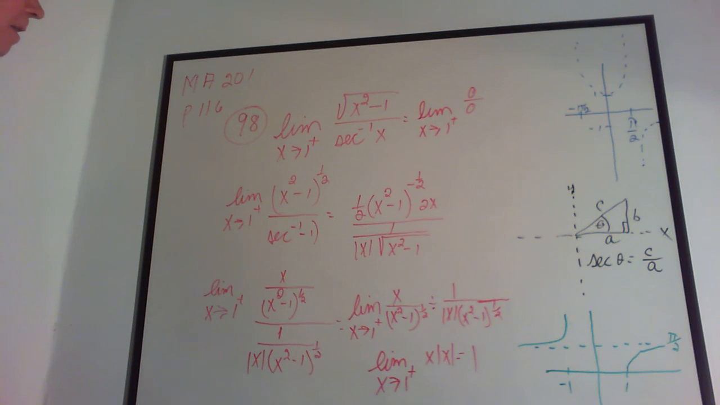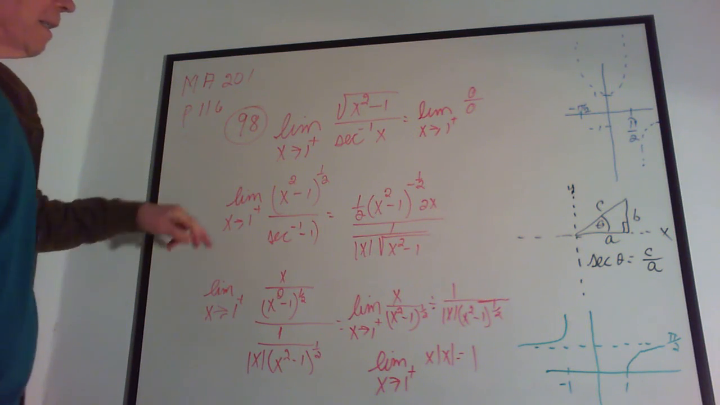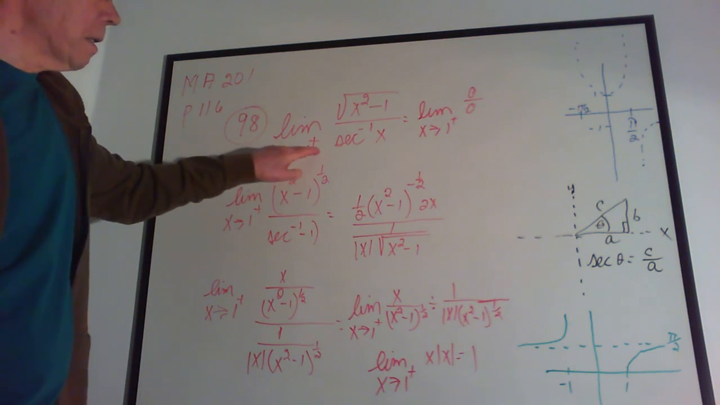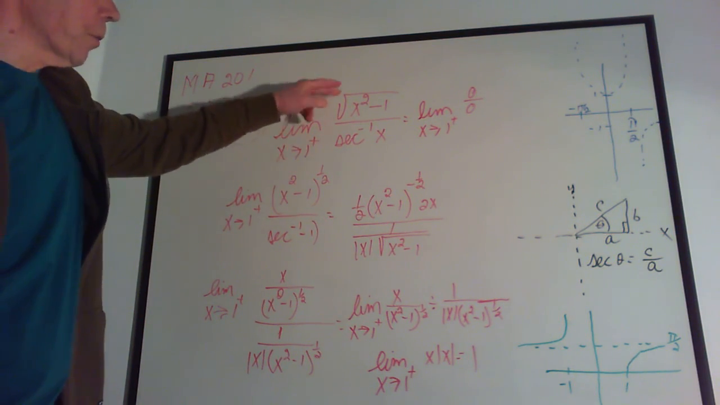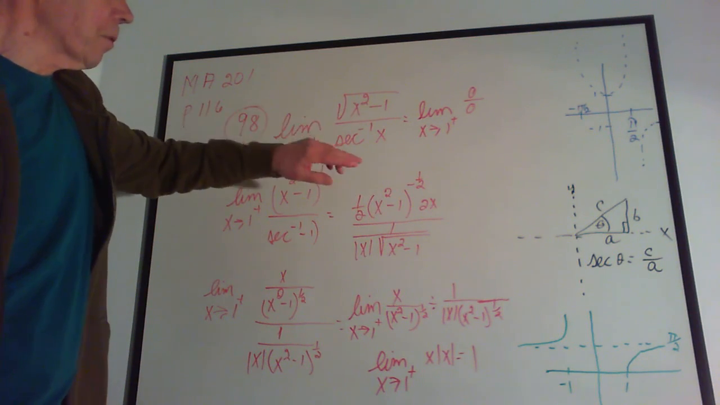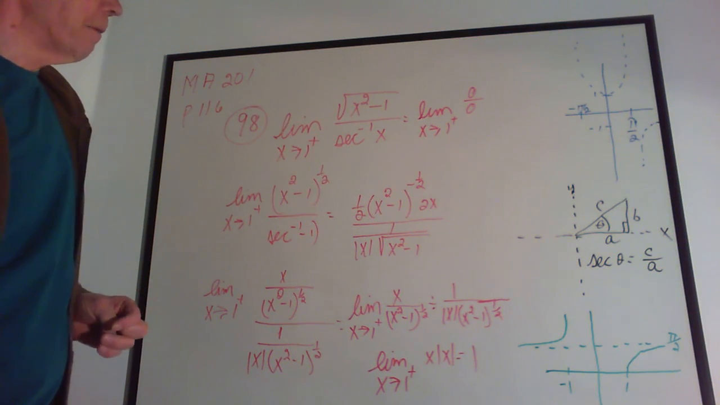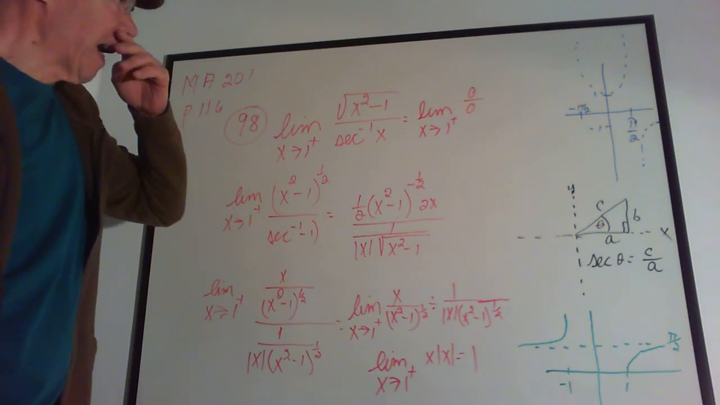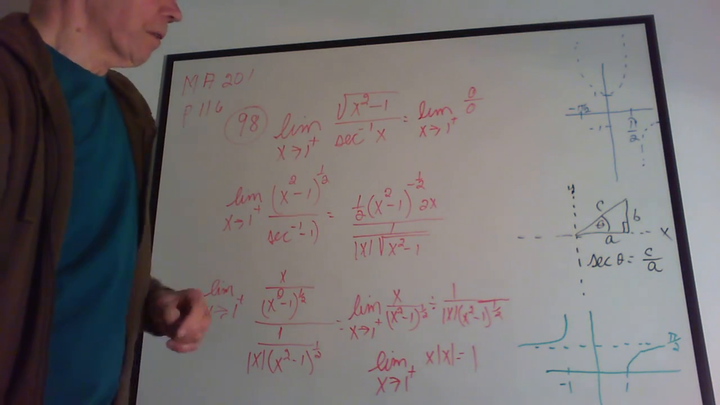Okay, page 116, number 98. It says the limit as x goes to 1 from the positive side of the square root of x squared minus 1 over the inverse secant of x, which will give you 0 over 0.